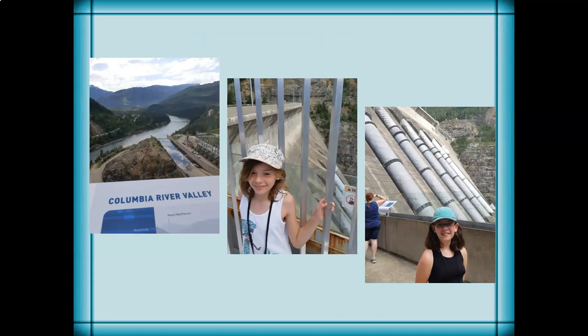The Revelstoke Dam in BC, however, blocks the Columbia River. And then here you see these big tubes that can be opened up in order to turn turbines.